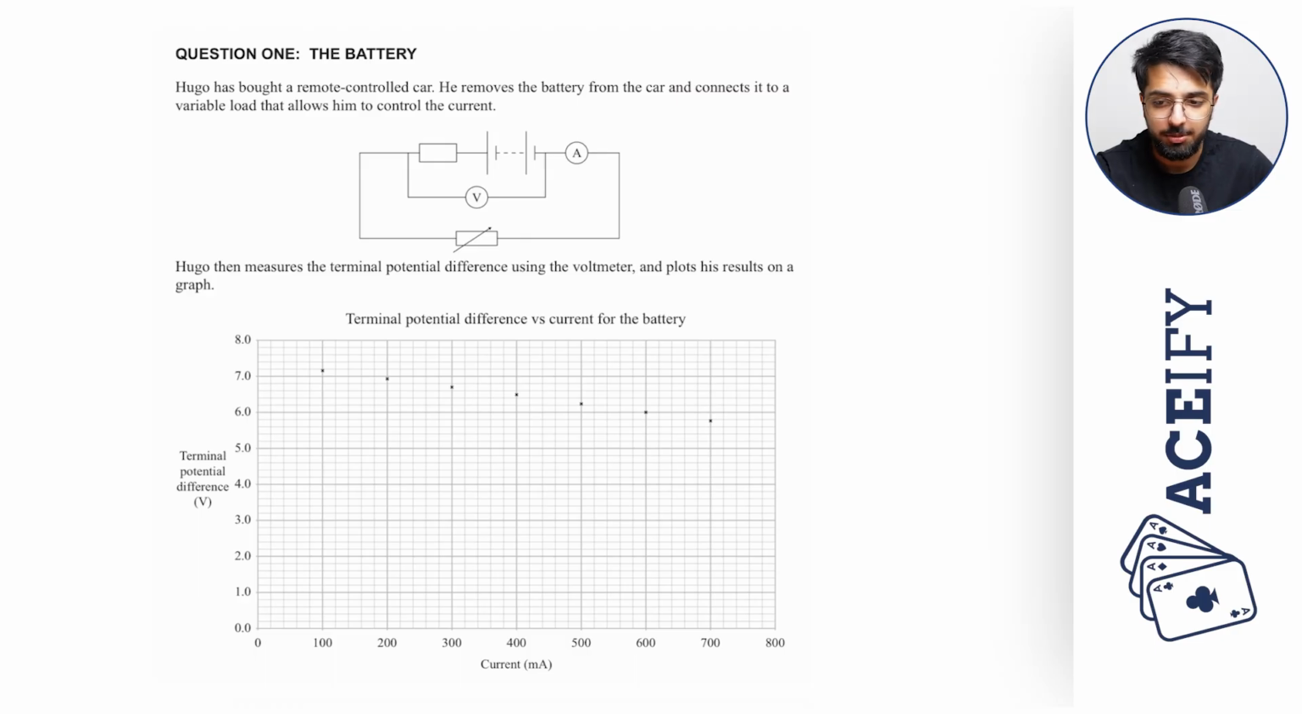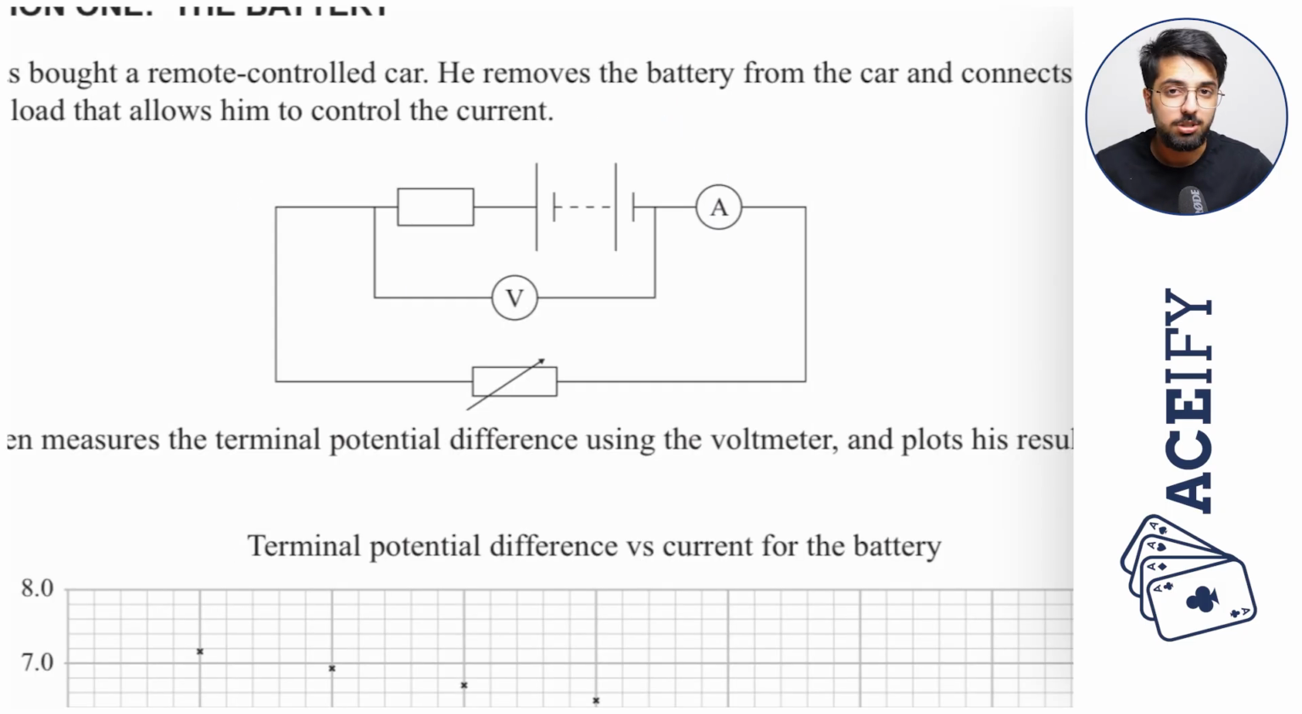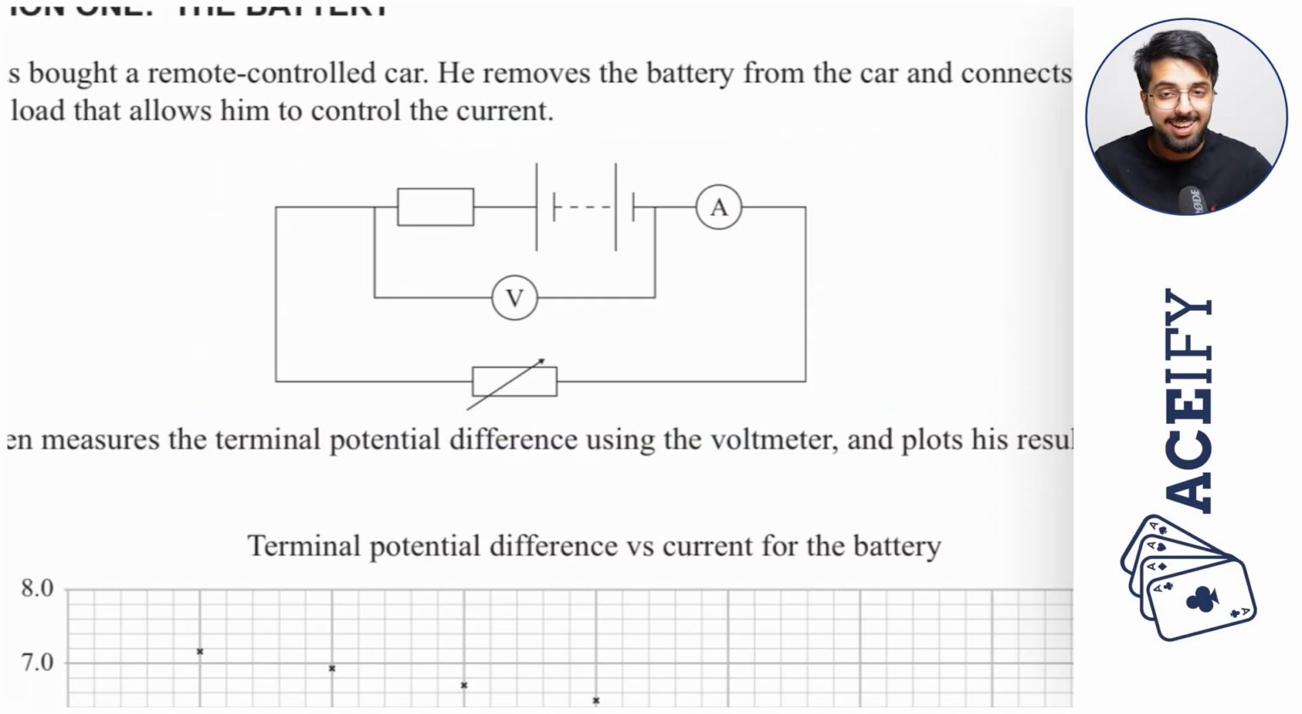He removes the battery from the car and connects it to a variable load that allows him to control the current. Okay, and so that is this situation right here. If you have watched my first video on internal resistance, you should remember this circuit setup. Okay, this is towards the end of the video.